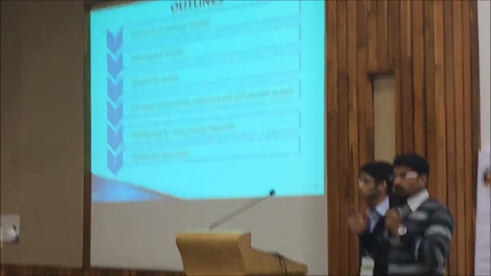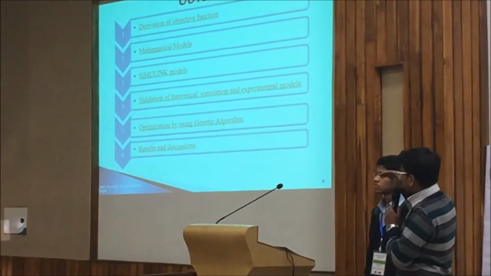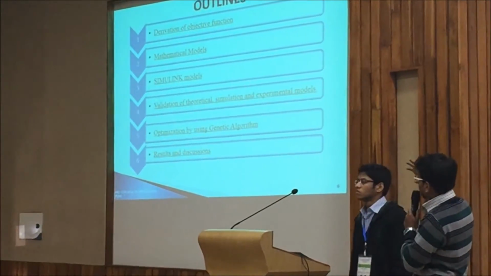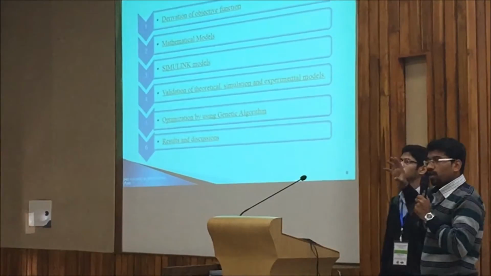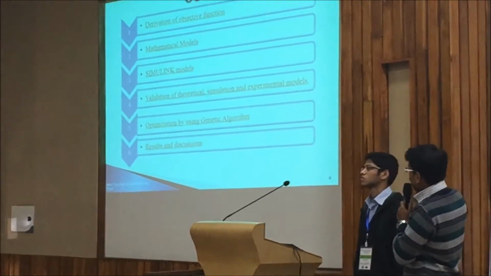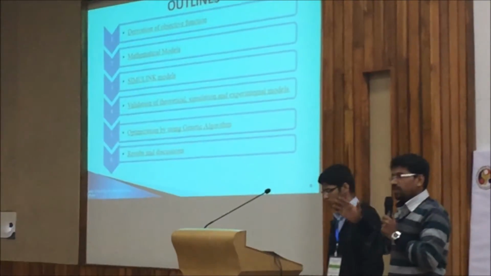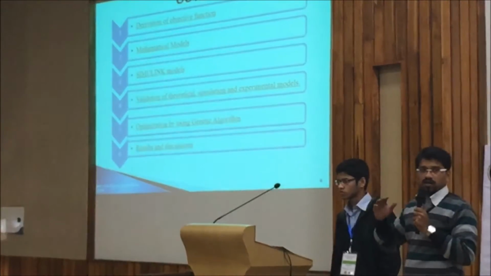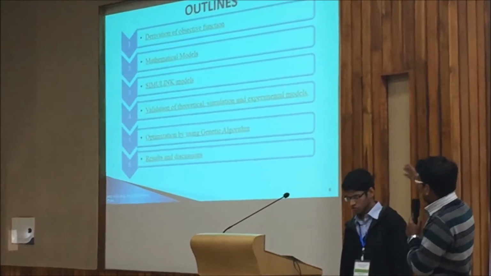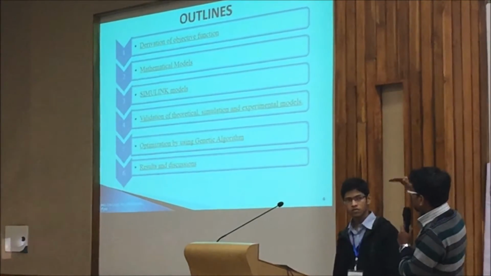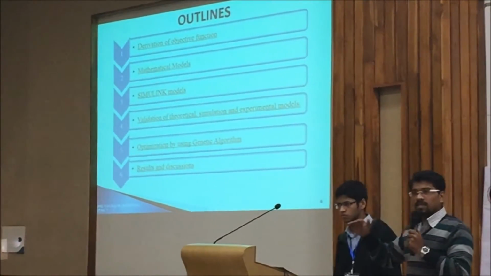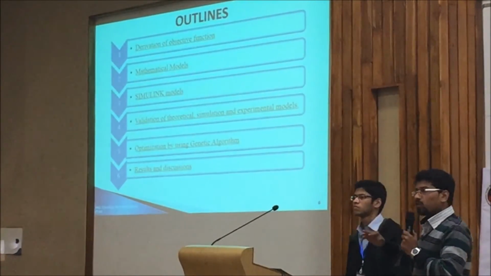So the outline of the project: the first thing done is the derivation of the objective function. This we have done for the quarter car model. Then the mathematical models were built from the basic quarter car model. We have also built a mathematical model for a quarter car with a driver seated, that is, quarter car with thorax and pelvis. Then the simulation models were built. Using the same mathematical models, we have built simulation models for both conditions.